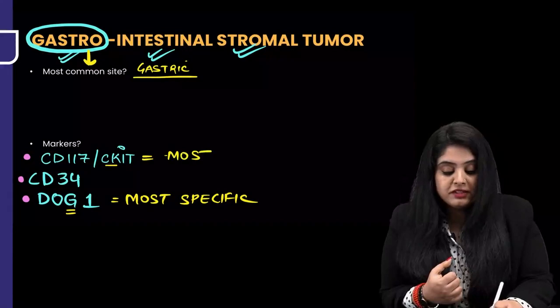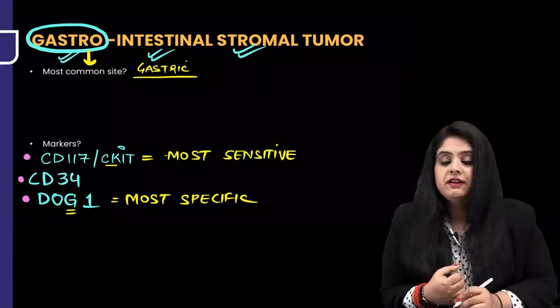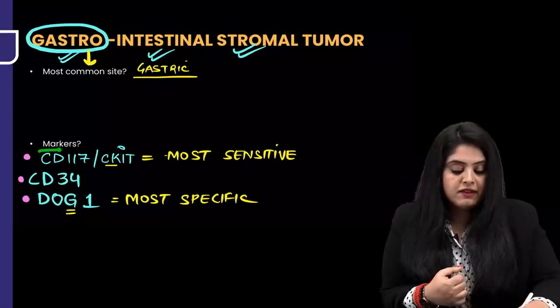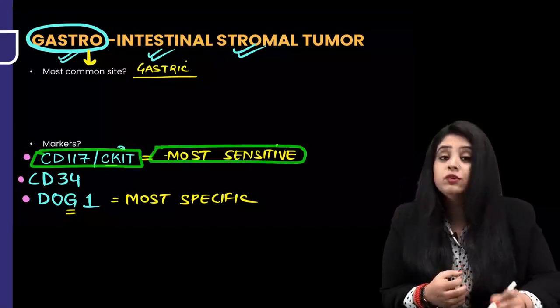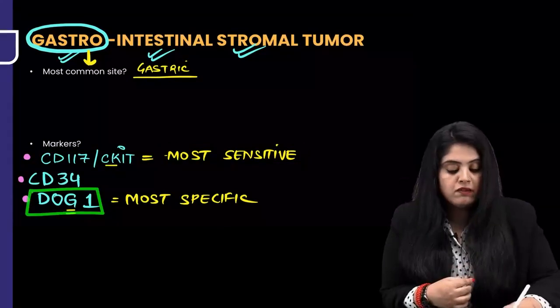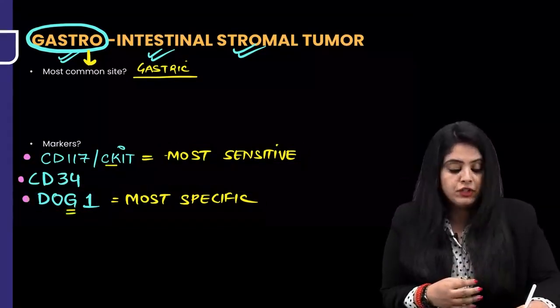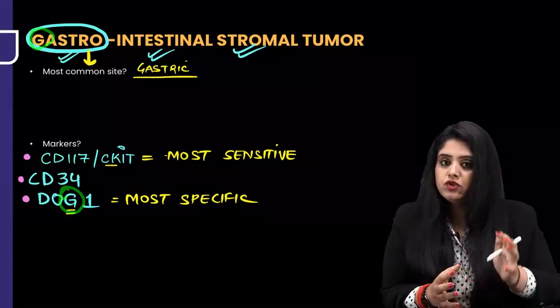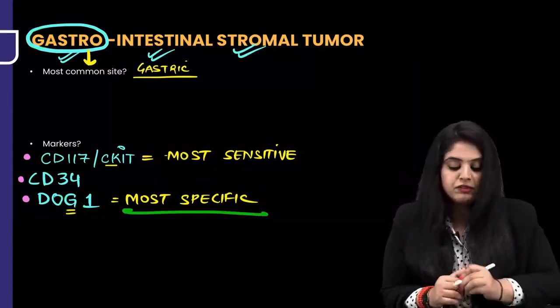So the most sensitive marker for GIST is going to be the CD117. Repeating once again, CD117 or c-KIT is going to be the most sensitive, whereas DOG1 is going to be the most specific. DOG has a G, so that is G for GIST, and that is most specific. So that wraps up.